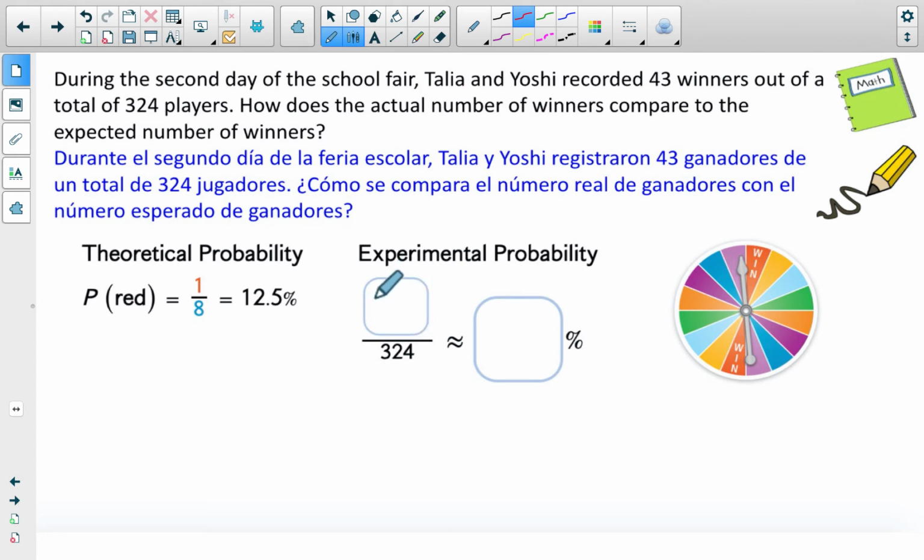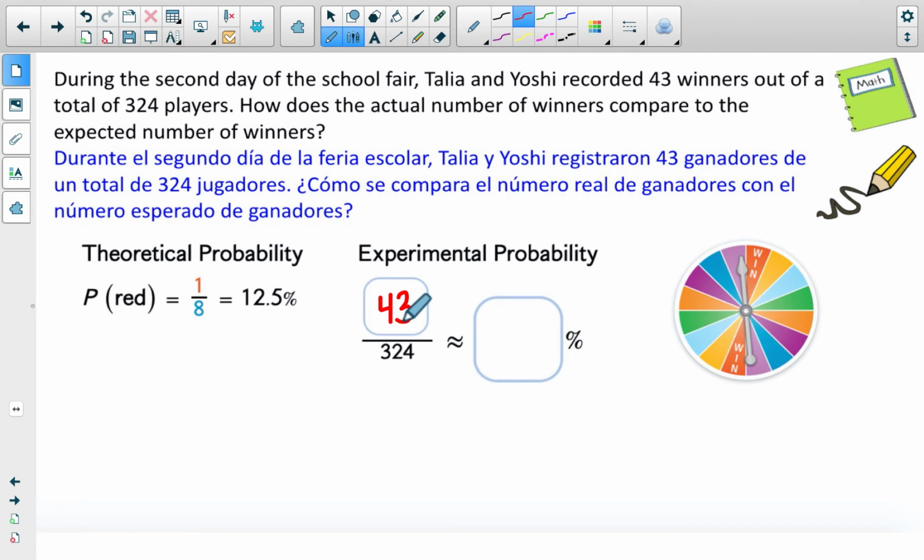All right, well, we know that 1 out of every 8 people should win, which is based on theory, right? It doesn't mean we're doing anything wrong with the experiment. It's just in theory, based on the probability presented in this spinner, 12.5% should win, 1 out of every 8. Now, what happened was 43 out of 324 won.